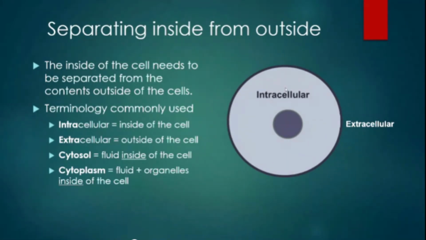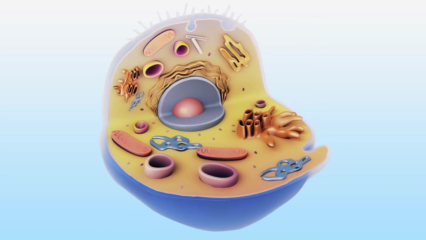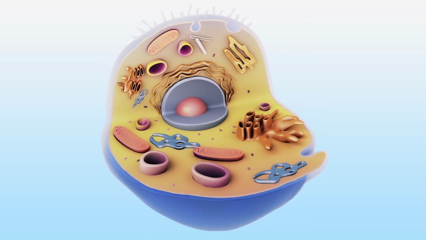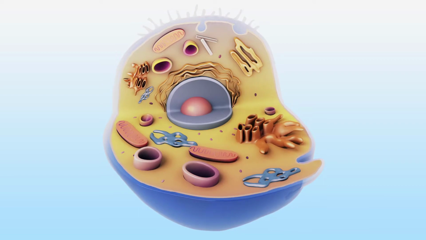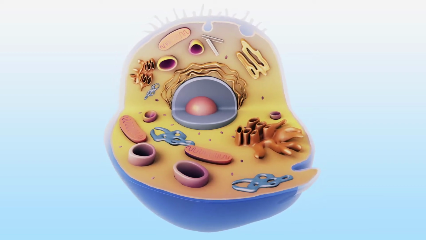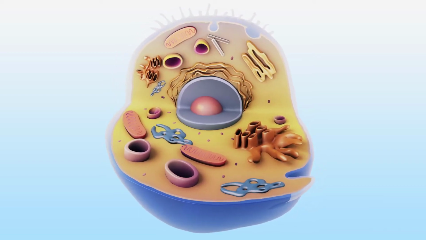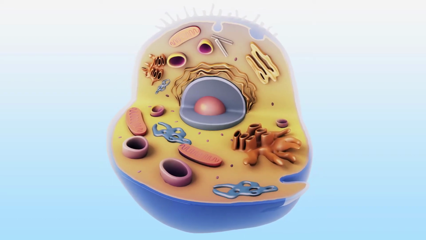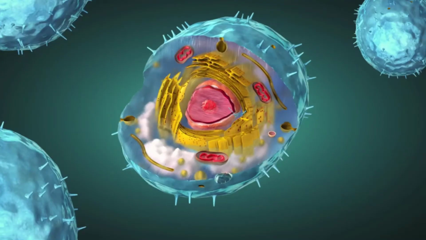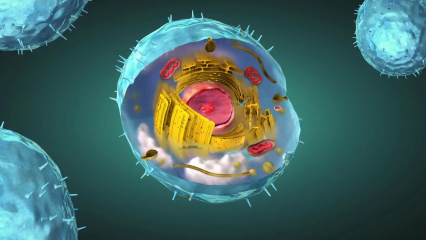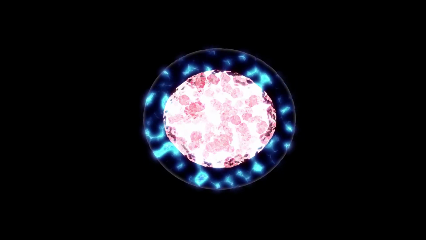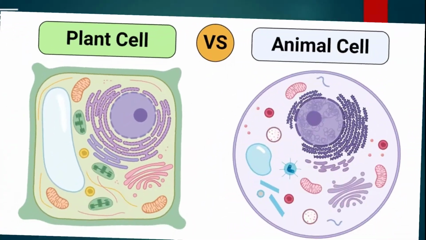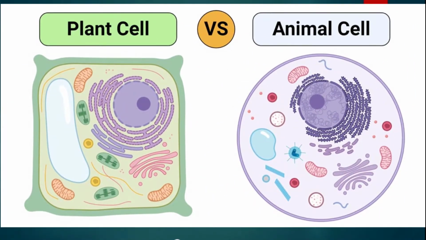Cytosol is the fluid inside of the cell, whereas the cytoplasm includes the fluid and the organelles inside of the cell. The cytoplasm is a gel-like substance existing inside of the plasma membrane and outside of the nucleus. Chemical reactions occur here, and the gel-like substance allows for the suspension of organelles. The nucleus houses the genetic material, or DNA. The nucleus controls cellular activities. Both plant and animal cells have a nucleus.